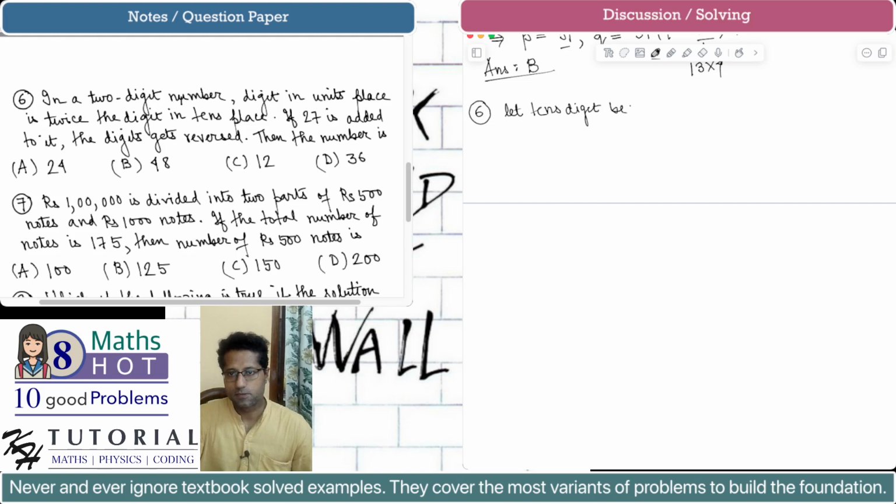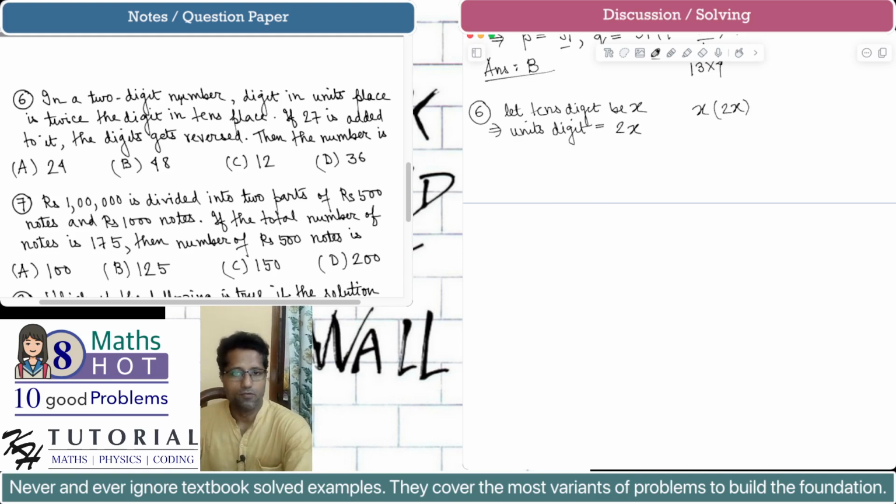So this implies the units digit, it is given that the units digit in the number is twice the digit in the tens place. So it will be 2x, where we have assumed the tens digit is x. So the number will be of the form x and 2x. So 2x is the digit in the units place, and x is the digit at the tens place.